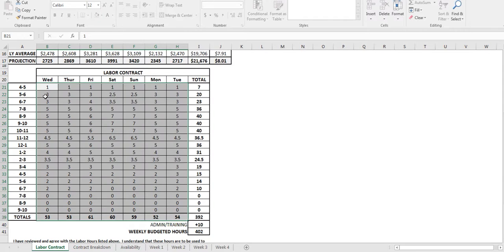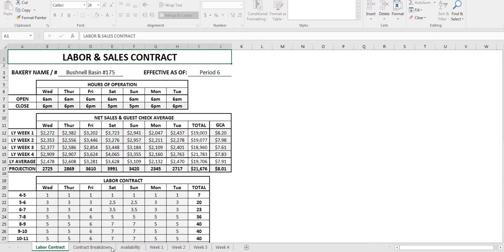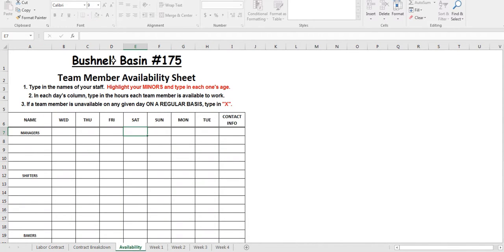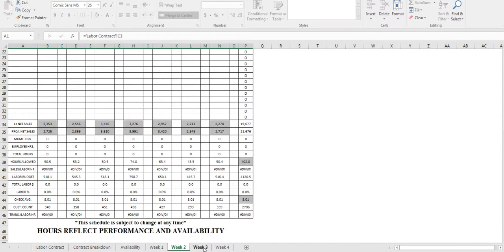The cool thing about this is you obviously put all your information in. You do a lot of work up front. What it does is it pulls your bakery name and number, the period, into all the other tabs as well for you, so you don't have to write them again. Your name will be on your availability sheet and all your schedules as well.